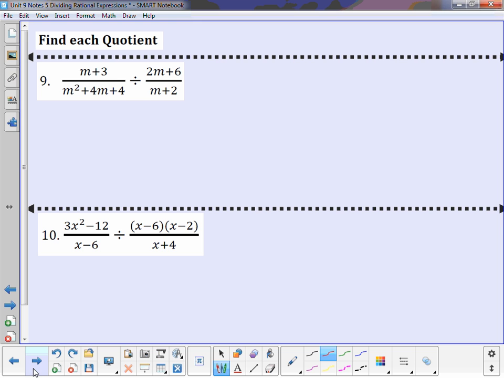Next, let's take a look at number 9 and number 10. So again, when in doubt, factor everything. I need to factor this, and I also am going to want to take out a GCF out of that. So what I'm going to do is, as I'm rewriting it, I'm going to flip the fractions. So I have m plus 3 on top. And then on the bottom, when I factor that bottom, it's going to be m plus 2 times m plus 2.